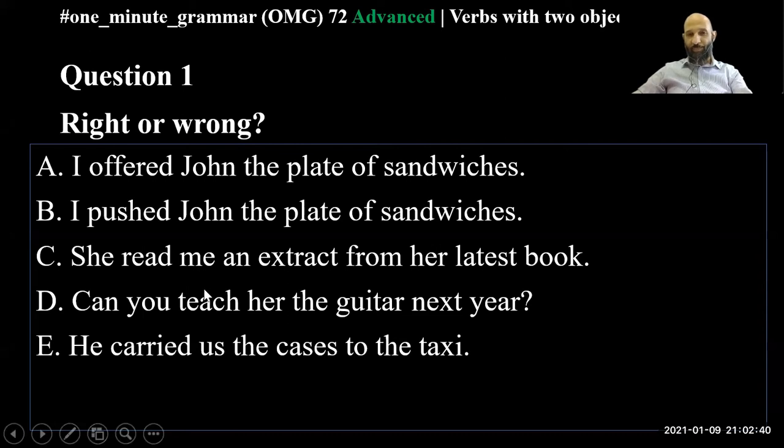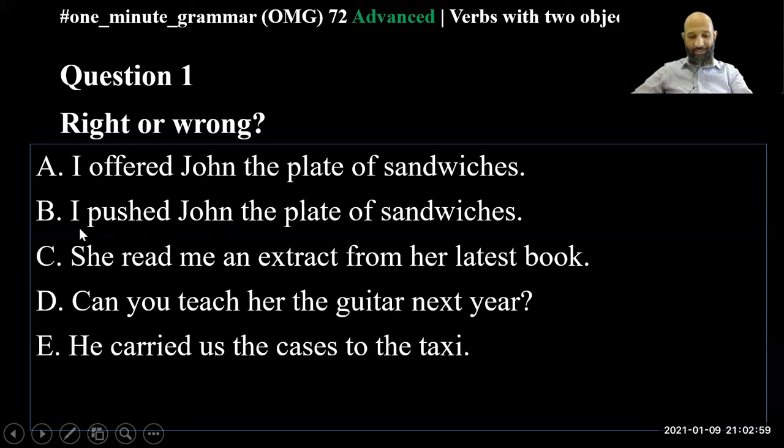I think D is right. D is right. Which ones are wrong? Let me say E is wrong. E is wrong. Okay. Anything else? B and E are wrong. Yes. Okay. Can you tell us why?